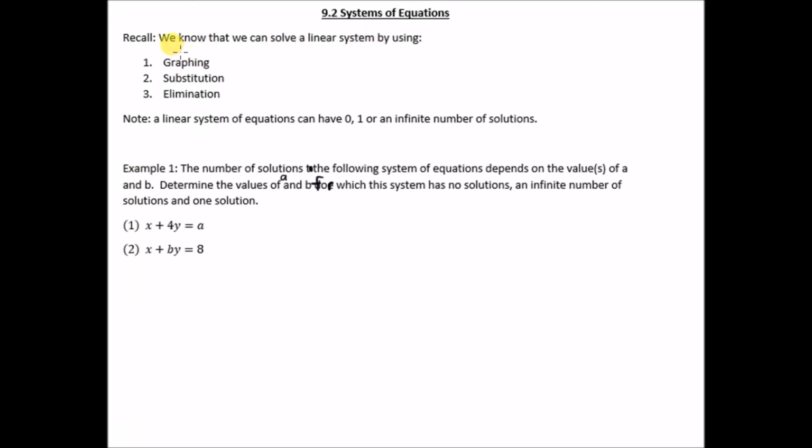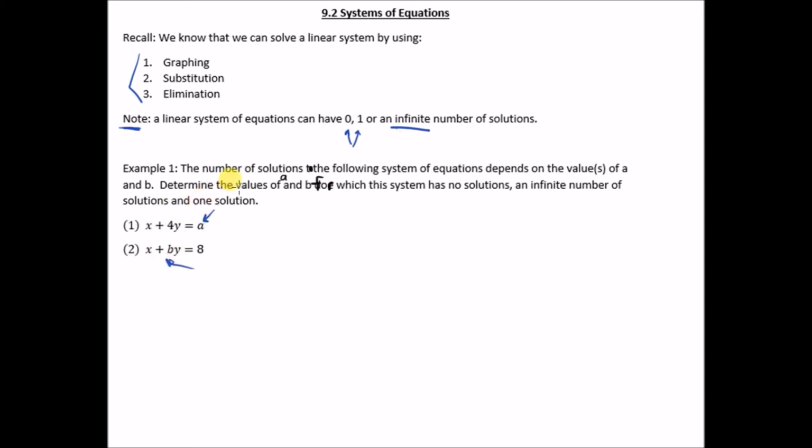9.2 Systems of equations. So we know that we can solve a linear system by using either graphing, substitution, or elimination. And please note, a linear system of equations can either have 0, 1, or infinitely many solutions. So example 1, the number of solutions to the following linear system depends on the values of a and b. So we have a value of a here and a value of b here.